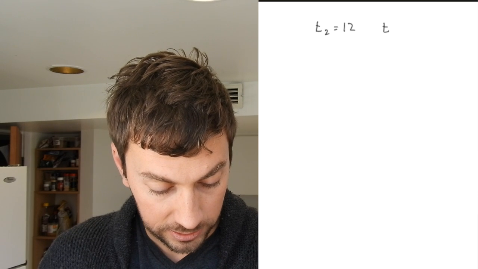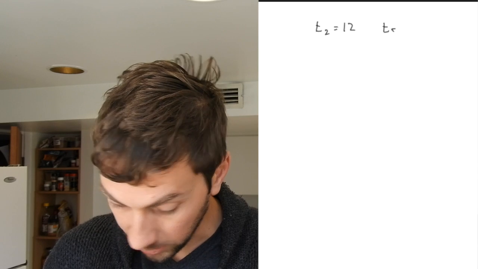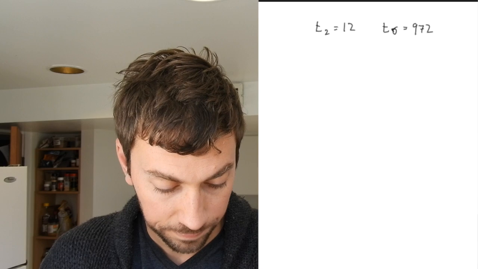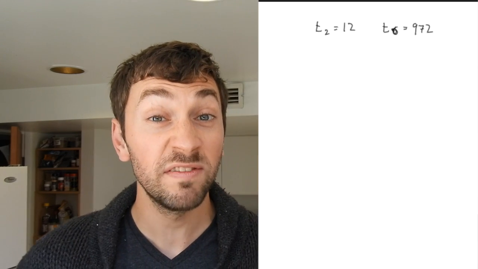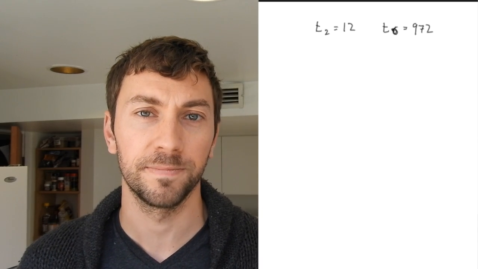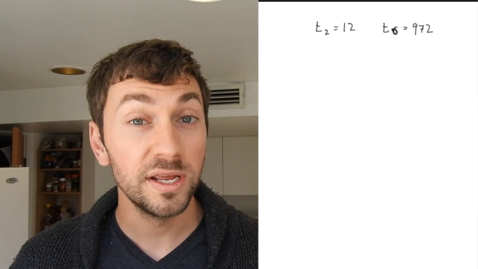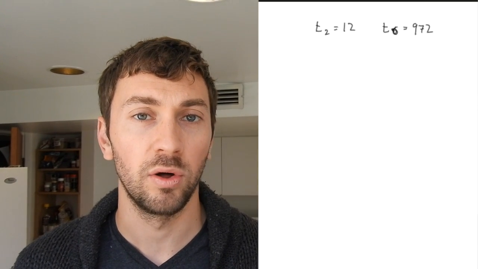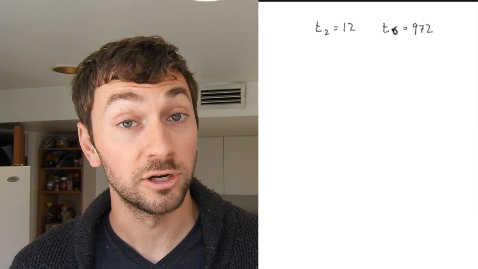Say let me get my numbers down. I had this: T2 is 12, and T6 is 972. So I don't have a list. All I have is the 2nd term and the 6th term. And it wants me to find out what is the 1st term and what is the R, so I can write down the whole thing. Wow, this is a little bit tricky.